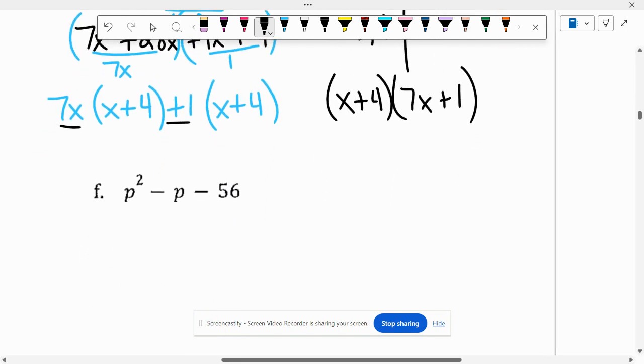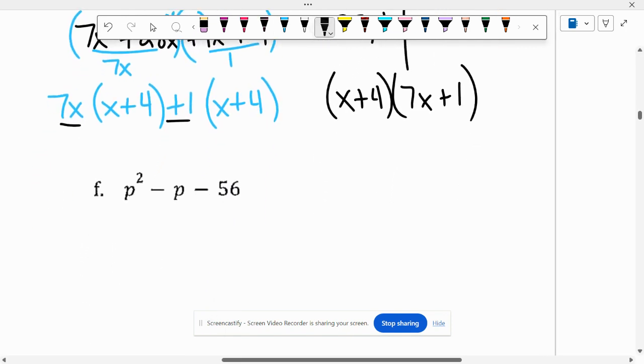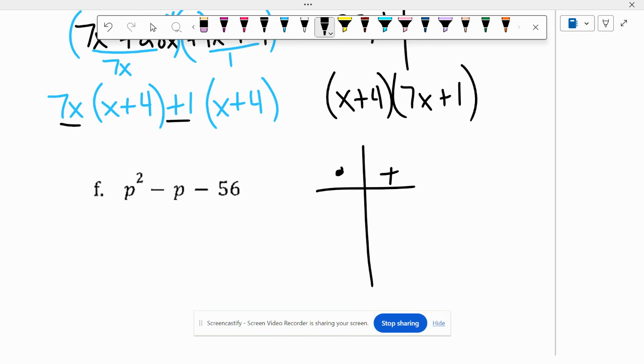F. What's the leading coefficient? What's the value of A? A is 1. That means that the factors that I choose are going to be the factors that I use. That's really nice. 1 times negative 56 is negative 56. And the value of B is negative 1. So you could put negative 56 divided by x in your calculator to figure out the factors. The larger number needs to be negative.